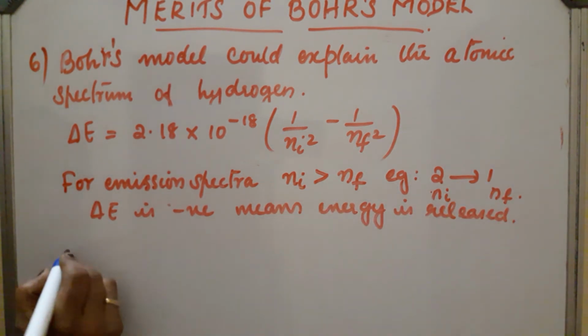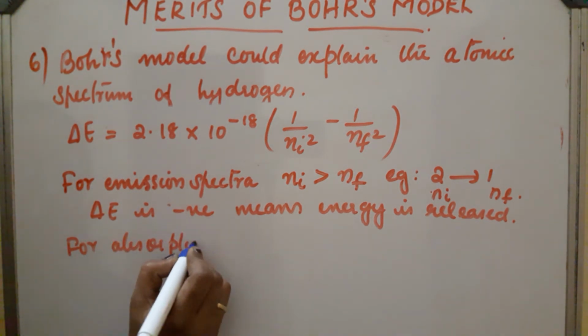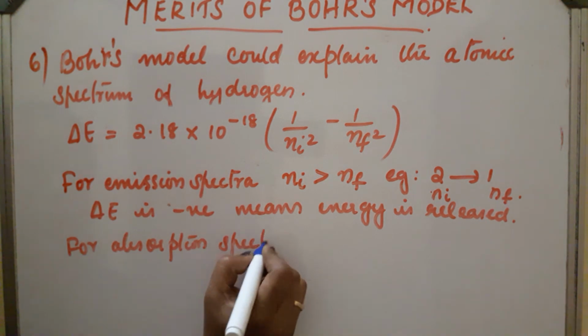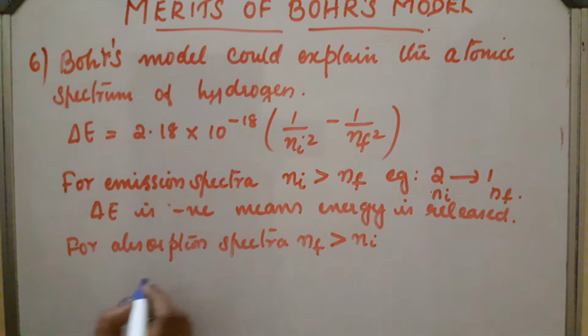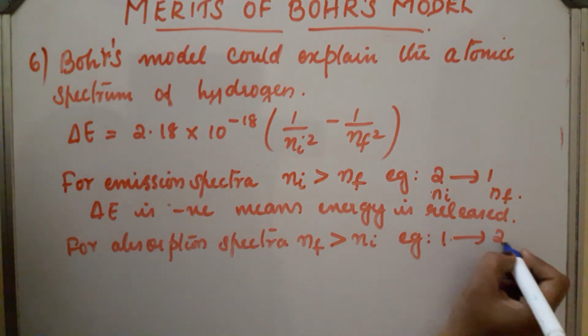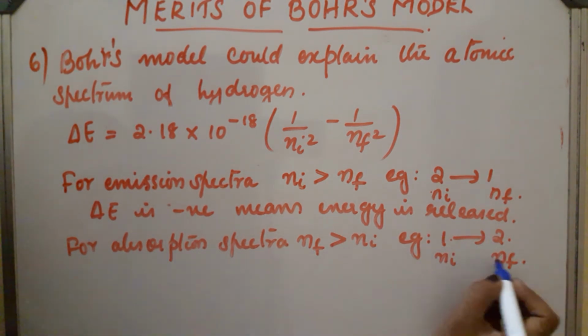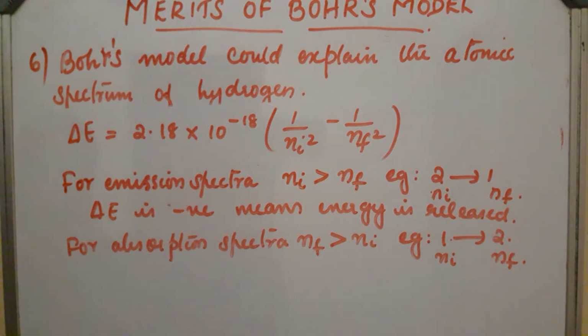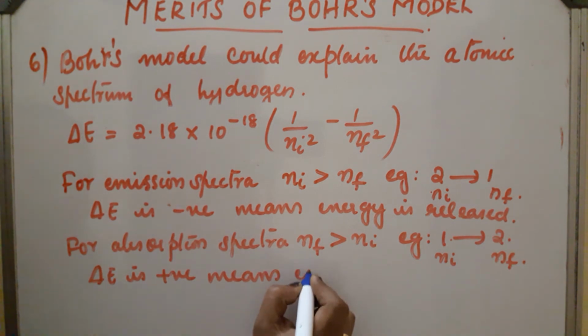Next, for absorption spectra, what will happen? Here nf will be greater than ni. Let the transition take place from 1 to 2. Here 1 is ni and this is nf. So nf will be greater than ni. We are taking one example to explain this. So delta E is positive, which means that energy is absorbed.